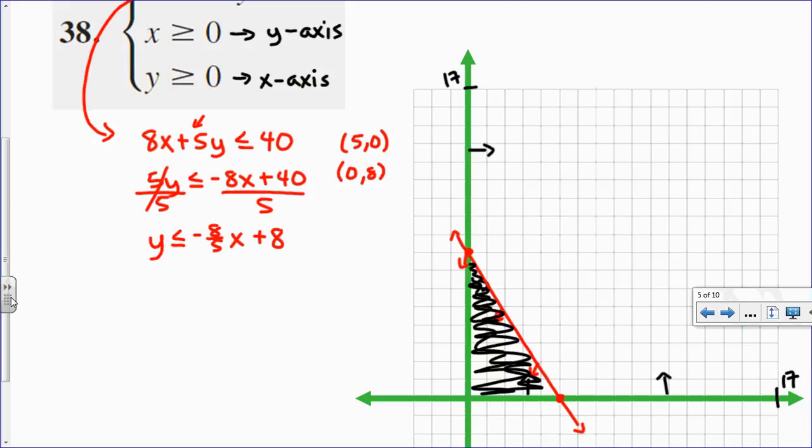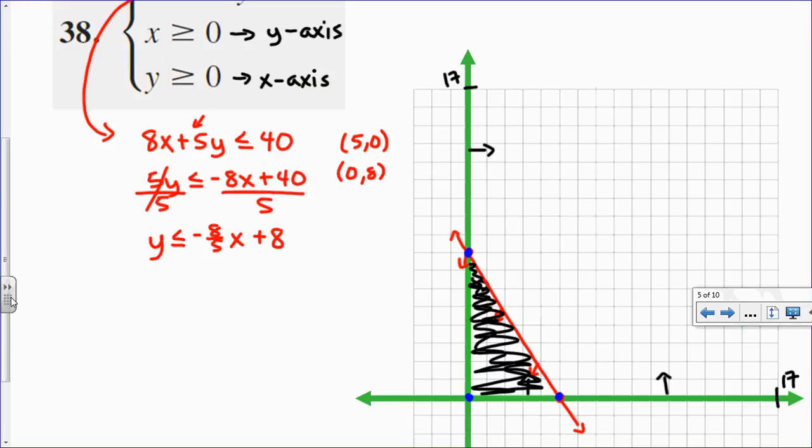So when we get to linear programming problems, we're going to have a bounded region like this. It'll either have 3 or 4, we say, corner points. So like the vertices. So this is a triangle, so there are 3. Okay.